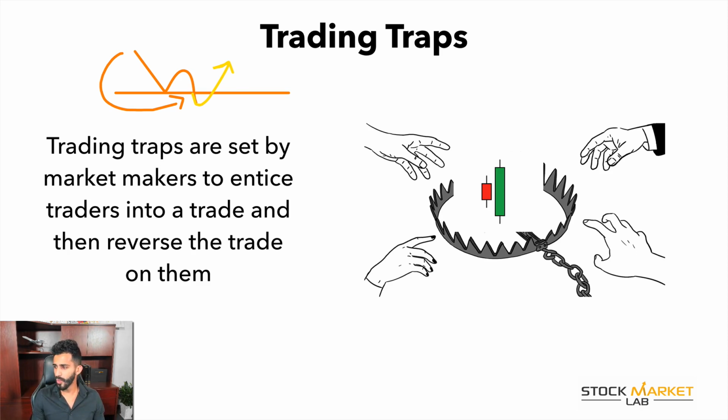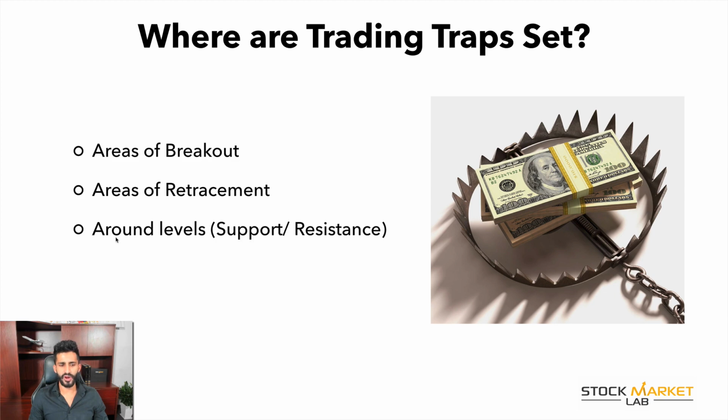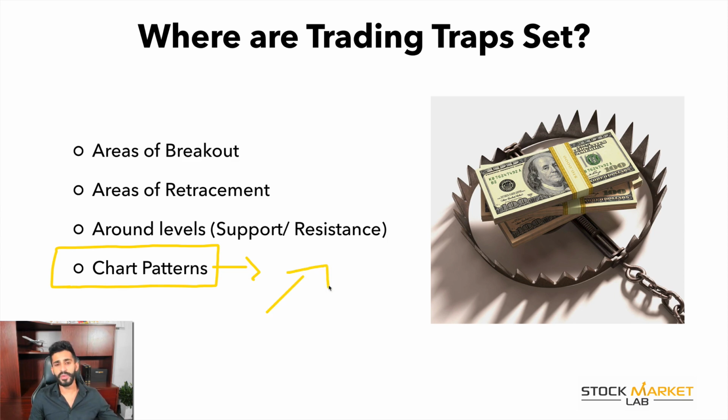Now next, where are trading traps set? Trading traps are set in areas of breakout, areas of retracement, around levels such as support and resistance, and at times you find them on chart patterns, which is why I mentioned in the chart pattern section that chart patterns do not always work. A lot of times they are set out for you to get trapped, and once you enter, you may think, wow, this chart pattern is showing me the best entry point ever, but in reality, they may be trapping you, and the next thing you know, the trade goes against you. Right.